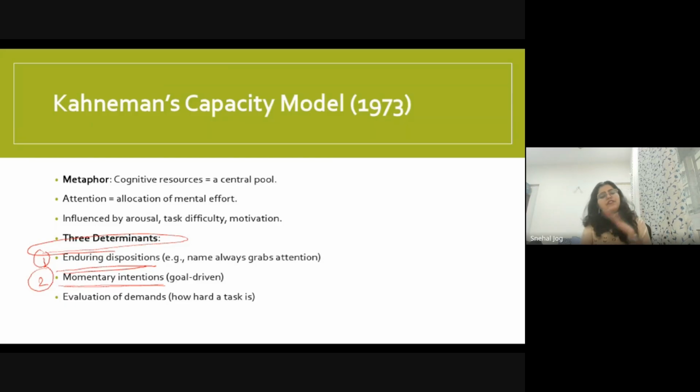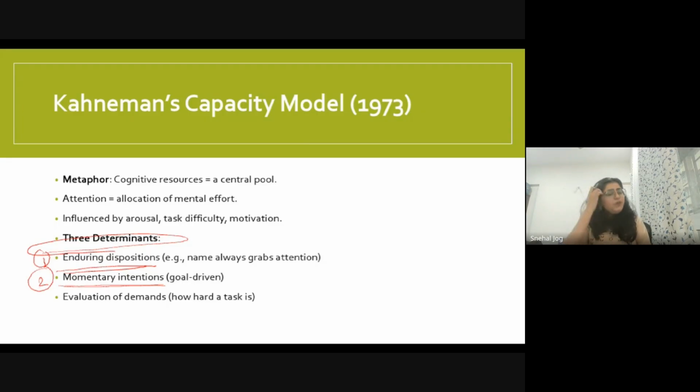And then there is evaluation of demands, as in how hard a task is. Okay. A lot of times you must have done this. When you are sitting in a class and a teacher is explaining something which is very, very easy, you're going to zone out. You're like, theek hai, fine. But then something very challenging comes up and you're like, okay, wait, this is something that I don't know. I have to pay attention to this. Why? Because the task is difficult. So that is basically your Kahneman's capacity model. Okay, are we clear with this?